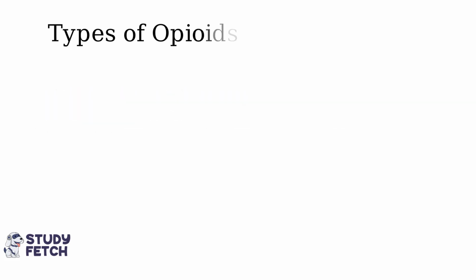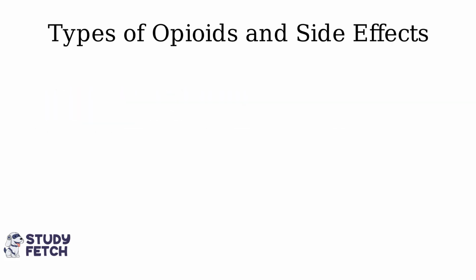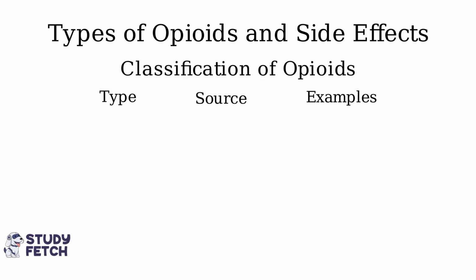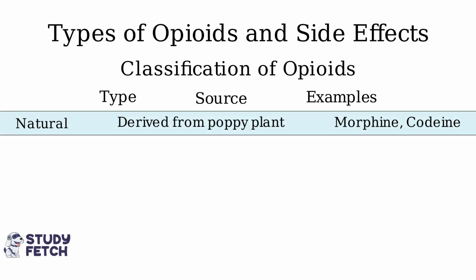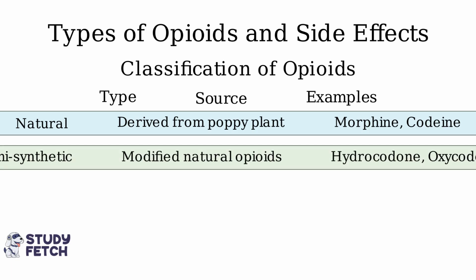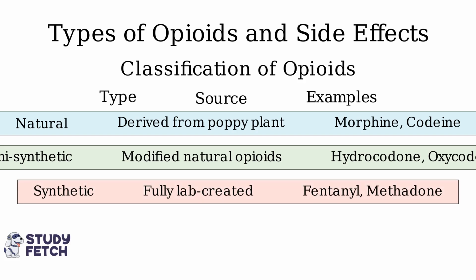In this section, we'll explore the different types of opioids and their side effects. Opioids are classified into three main categories based on their source and chemical structure. Natural opioids like morphine and codeine are derived directly from the opium poppy plant. Semi-synthetic opioids, including hydrocodone and oxycodone, are created by modifying natural opioids. Synthetic opioids, such as fentanyl and methadone, are completely manufactured in laboratories.